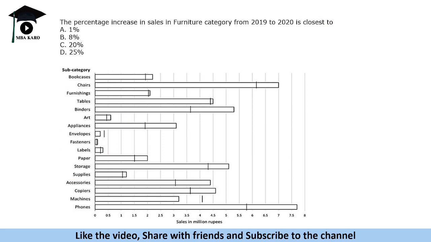The percentage increase in sales in the furniture category from 2019 to 2020 is closest to. So this is the furniture category.